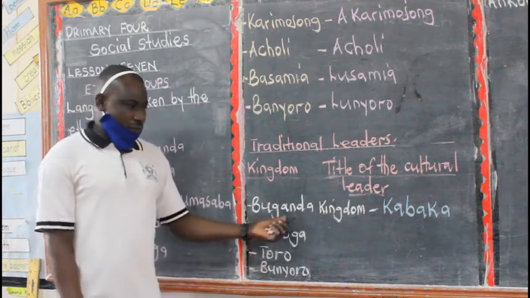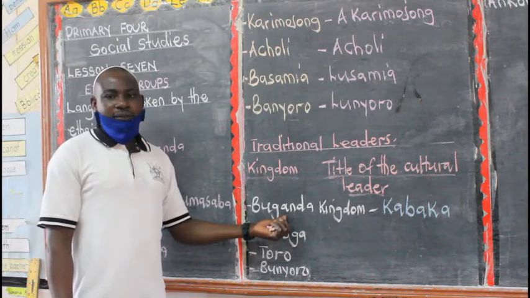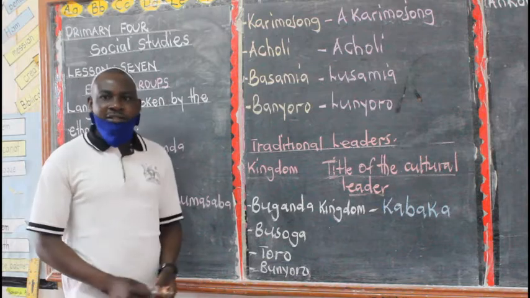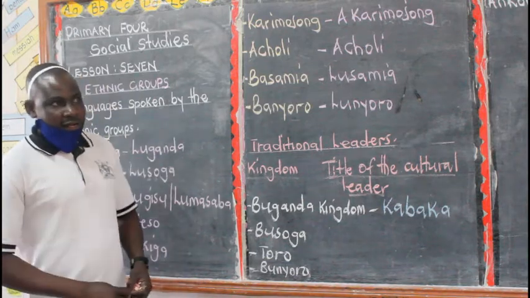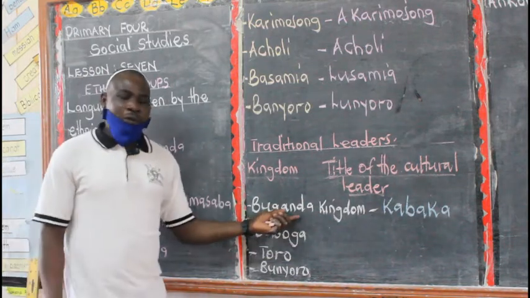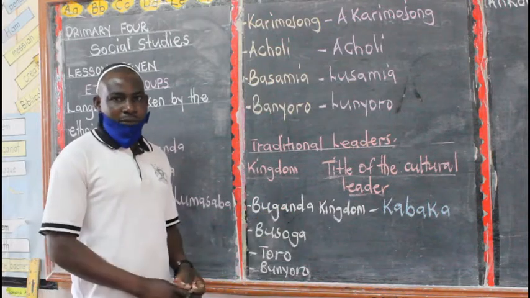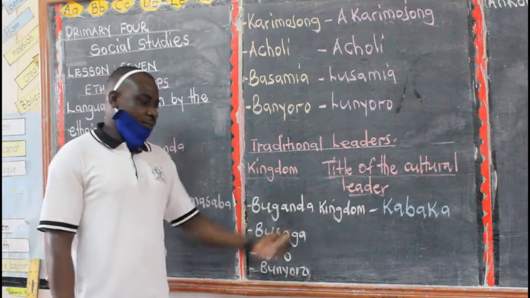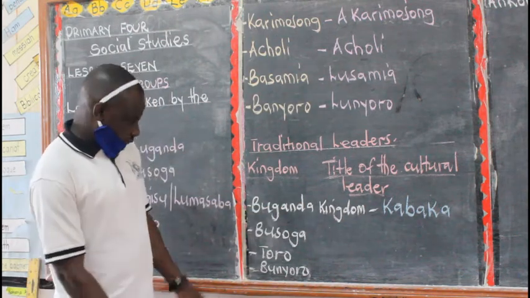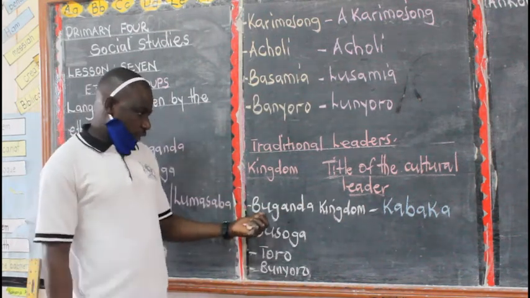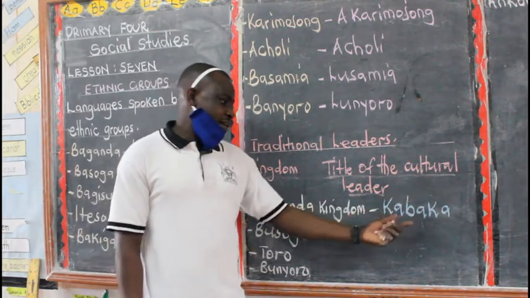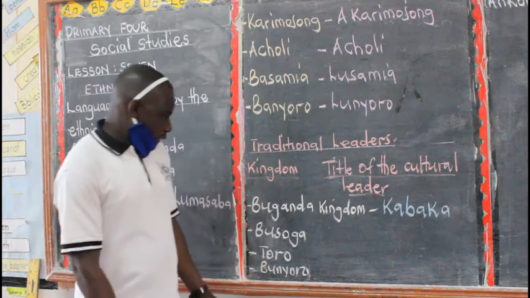But if you look at this kingdom, Buganda kingdom began as the smallest kingdom, but after getting guns from the Arab traders, the kings of Buganda went on expanding their kingdom. That's why today we call Buganda kingdom the largest kingdom in Uganda. The title given to their leader is Kabaka.